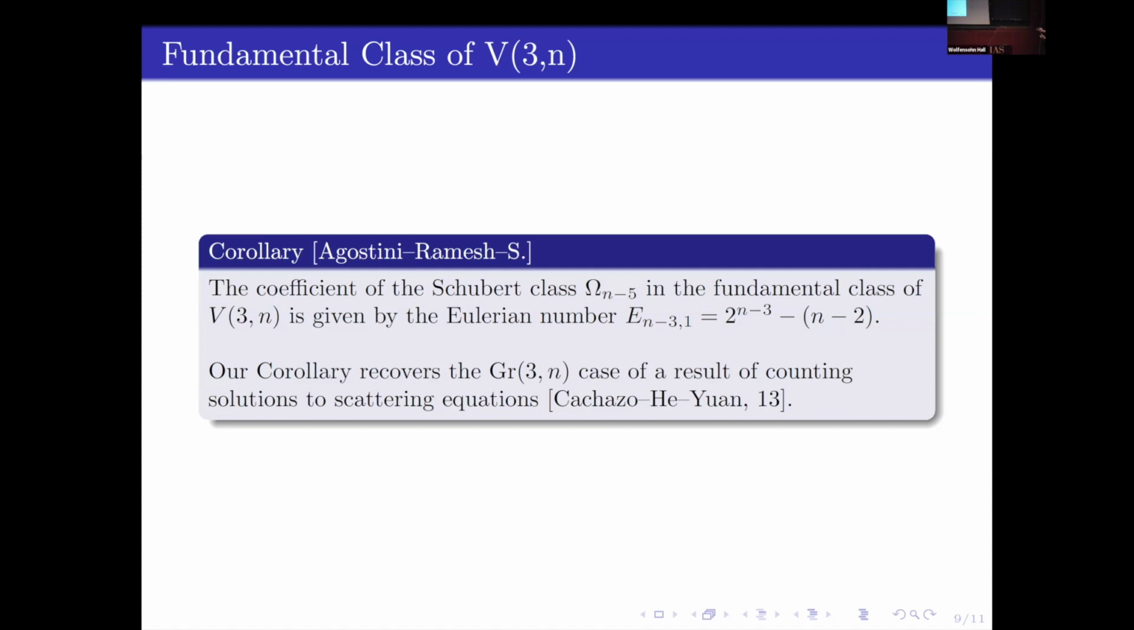And in the special case where we have k equals 3, we want to look at the Schubert variety indexed by a single row. So originally they used the technique of a soft limit to show this result, but our approach is entirely algebro-geometric, and we have the full fundamental class instead of one intersection number.